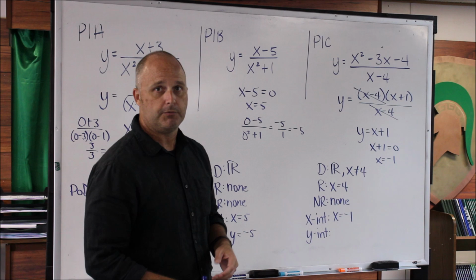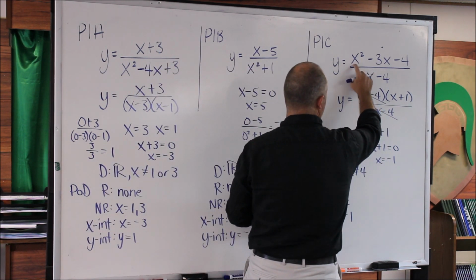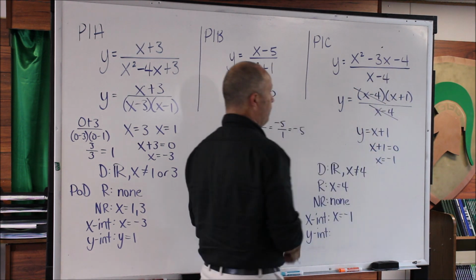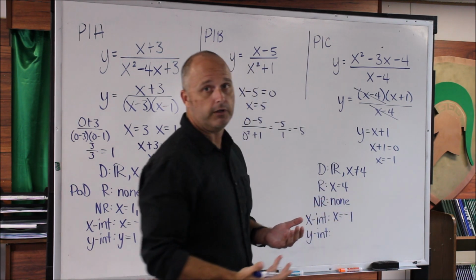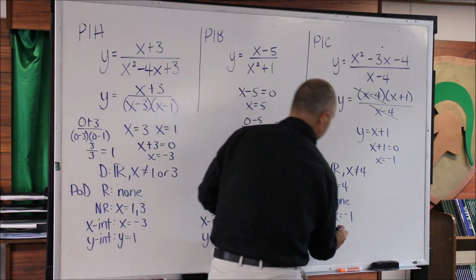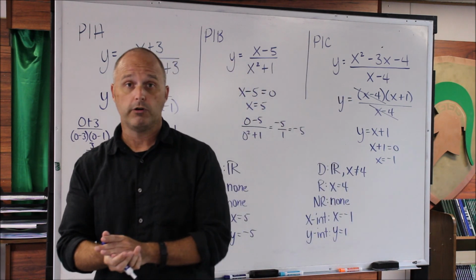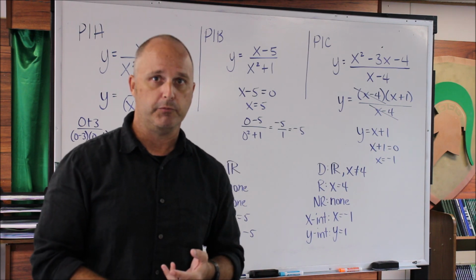Again, for the y-intercept, just go ahead and plug 0 in for everything. And so you get 0, 0, negative 4. So negative 4 over 0 minus 4 is negative 4. So negative 4 over negative 4 is 1. So we get y equals 1. And that is going to be how you look for or check for any discontinuities, both removable and non-removable.